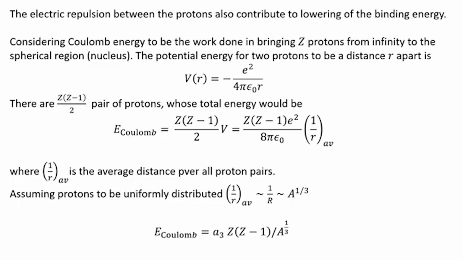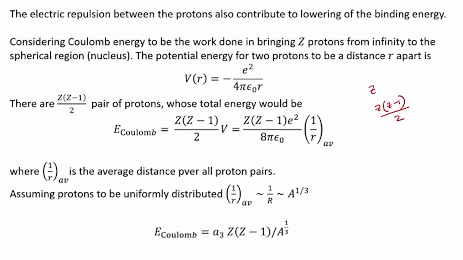So, the potential energy for two protons at a distance r apart, where r is any distance, V of r becomes equal to minus e squared by 4 pi epsilon 0 r. Now, if there are Z protons, there are Z into Z minus 1 by 2 pairs of protons. What I mean is that these protons are all indistinguishable. So, out of this Z, if you have to make pairs of protons, the number of pairs you can come up with is Z into Z minus 1 by 2. So, these are the pairs of protons, and there is a pairwise interaction.